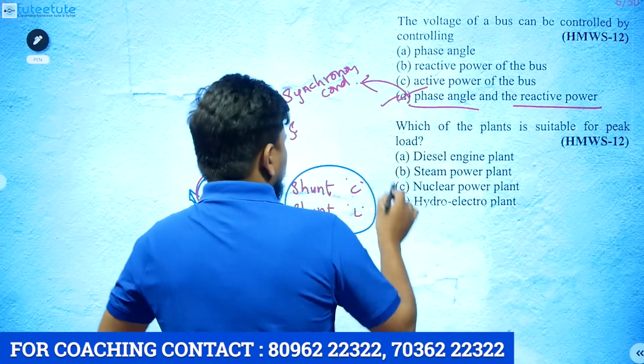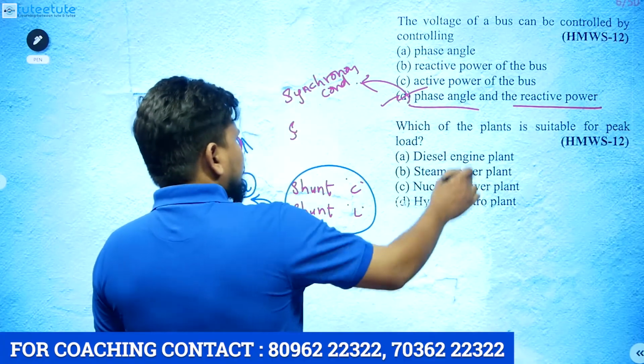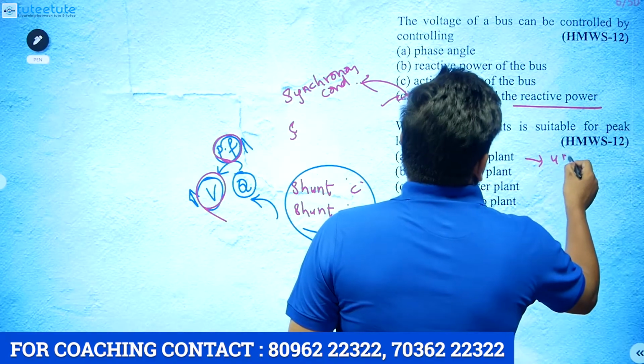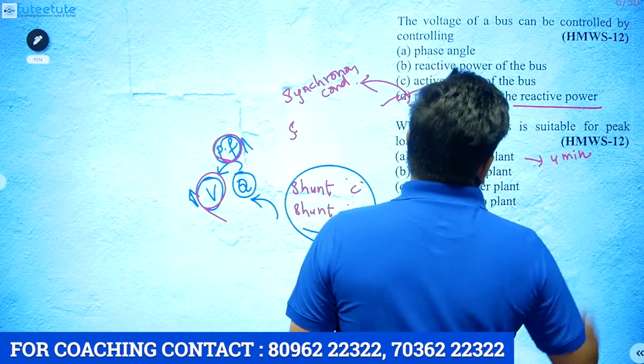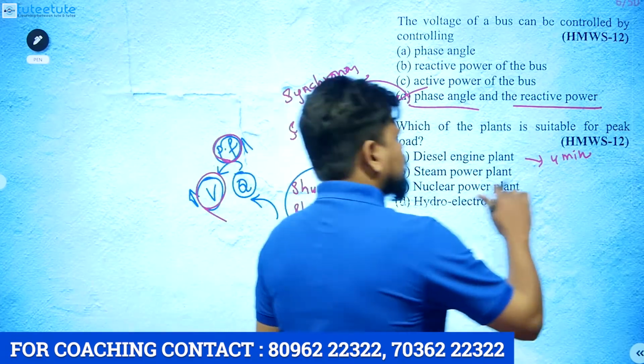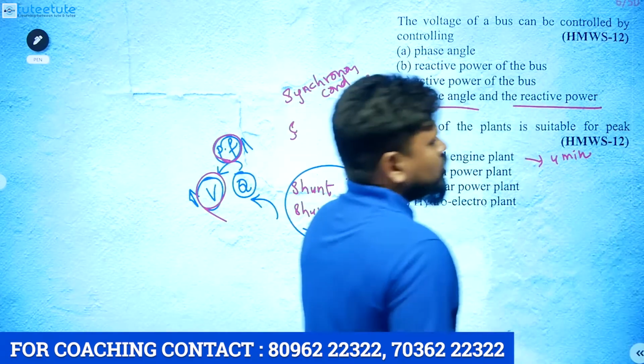Okay, diesel engine plant: generally a diesel power plant, you know how much time it will take? Hardly 4 to 6 minutes, or max. I'll write down 4 minutes. Some older generators take around 10 minutes.